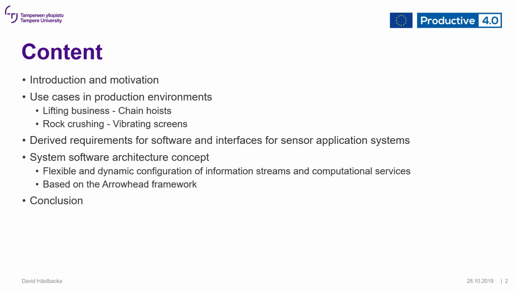First I'm going to give a quick introduction. Then the work is based on two use cases. One is for chain hoists and the other is for vibrating screens. And from these we have derived a number of requirements in order to define this software system architecture, where we strive for flexible and dynamic configuration of information flows as well as the computational services being used. And this is based on the Arrowhead framework that was mentioned in the previous talk by Jari.